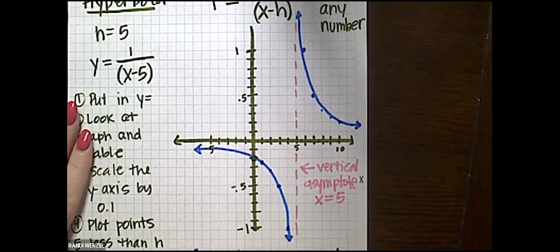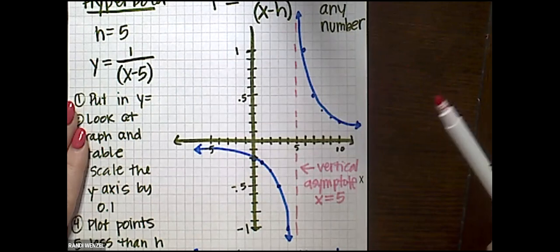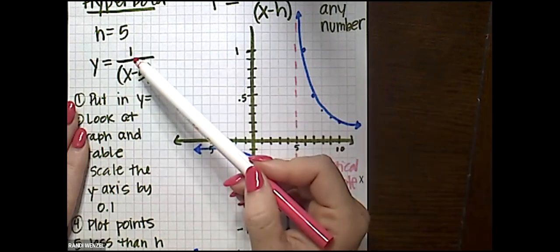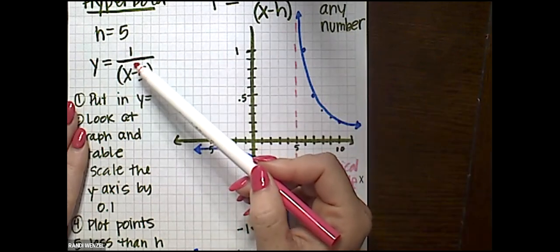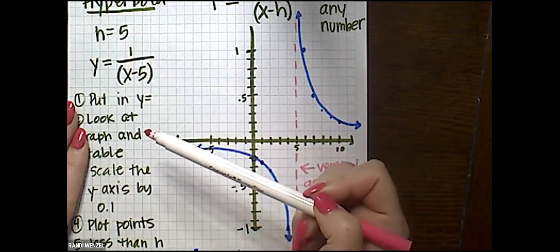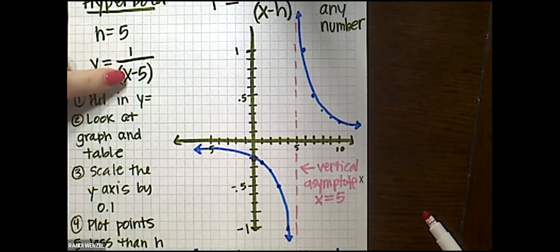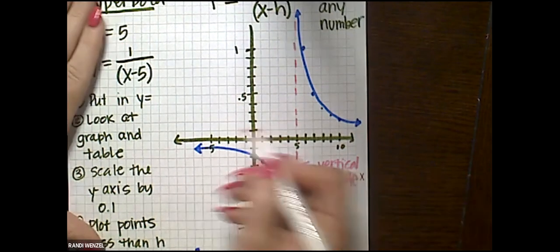Now, this graph also never touches the x-axis. That's because this quantity can never equal 0, because you can't take 1 and divide it by something and ever get 0. The only way to divide and get 0 is if you have 0 divided by something, but this will never be that. So that's why it never touches.